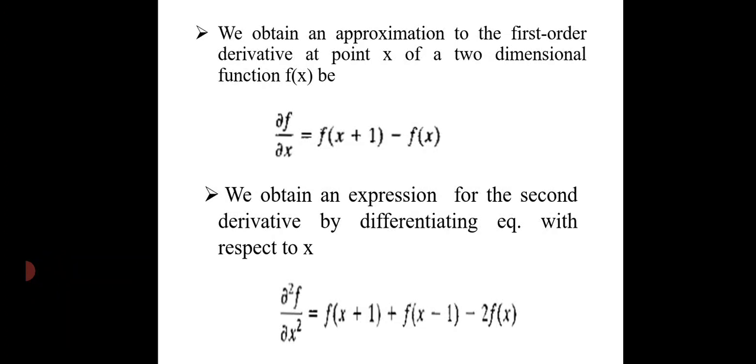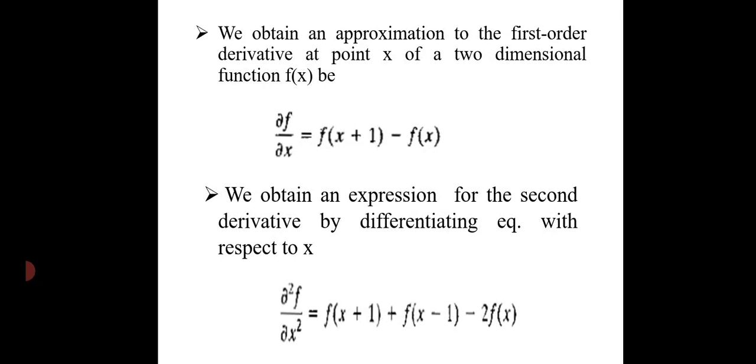We obtain an approximation to the first order derivative at the point x of a one-dimensional function f of x by expanding the function f of x plus del x into a Taylor series about x, letting del x be equal to 1. Keeping only the linear terms, the result is the digital difference, that is del f by del x is equal to f of x plus 1 minus f of x. Here del f upon del x is also known as f dash of x. We used a partial derivative here for consistency in notation.